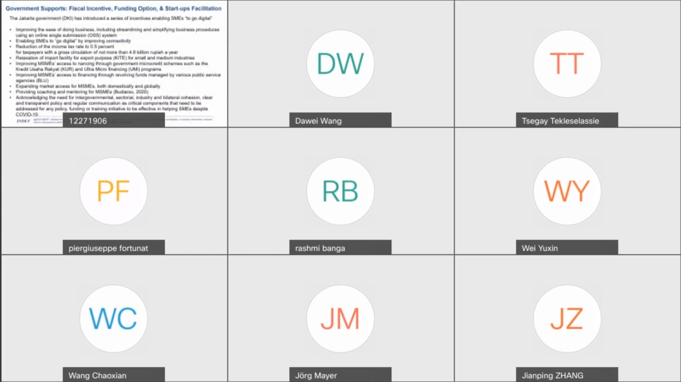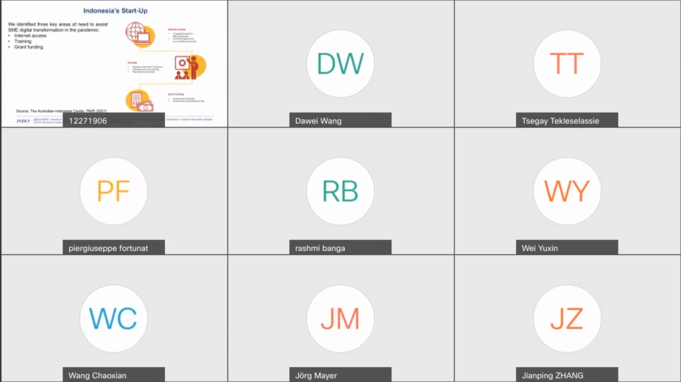At the local or provincial level, for instance, the Jakarta government or DKI province has introduced a series of incentives enabling SMEs to go digital. For example, they give fiscal and non-fiscal incentives to enable SMEs to go digital. For instance, they reduce the income tax rate, give relaxation on import facilities, and improve MSMEs' access to financing.